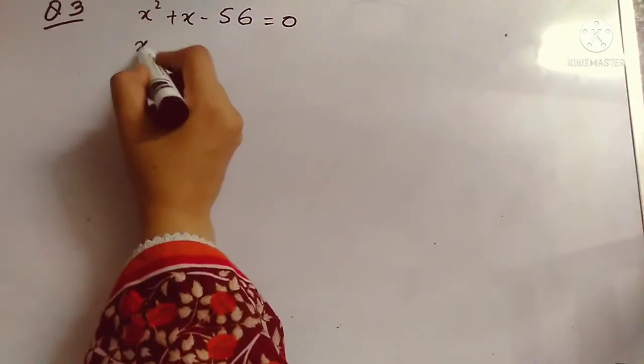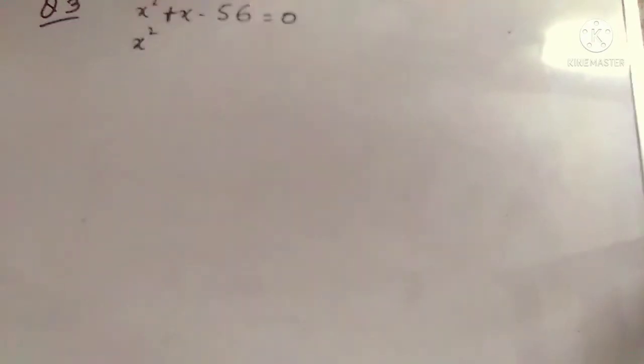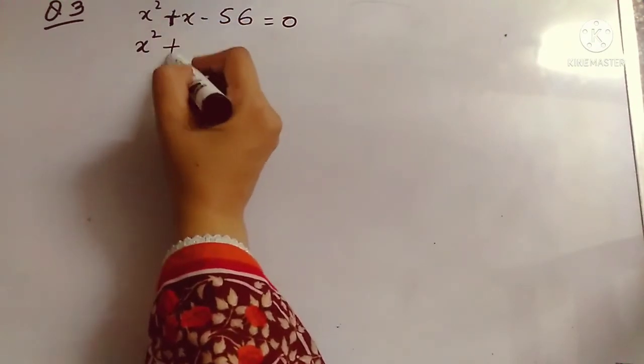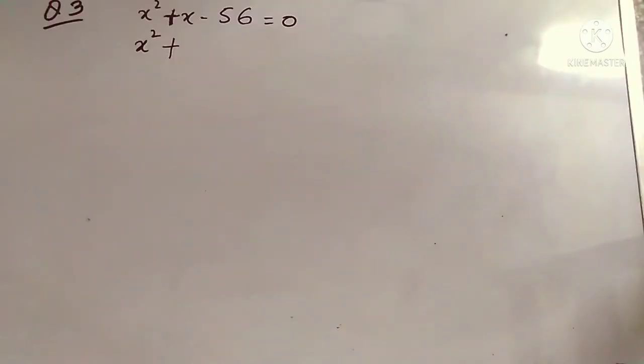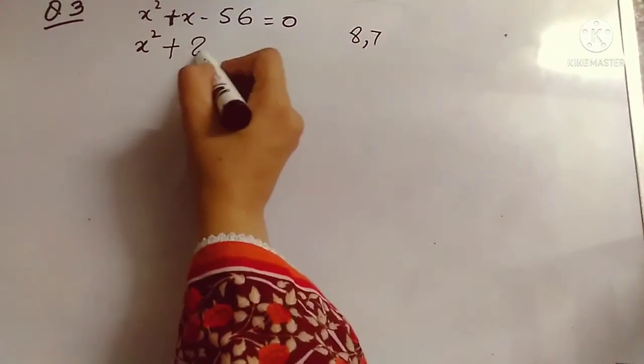So write down the first term as it is. Now this sign, you have to follow the two rules to write down the factors. The first rule is that you have to write down this sign over here. And first you have to write down the bigger factor. So the two factors are 8 and 7. So first write down the bigger factor, which is 8x.